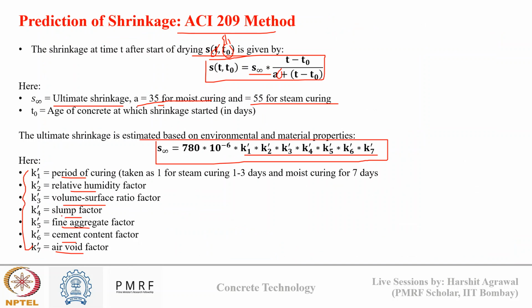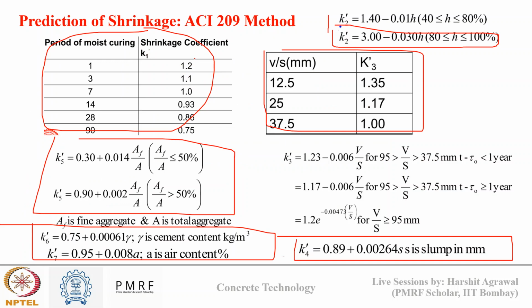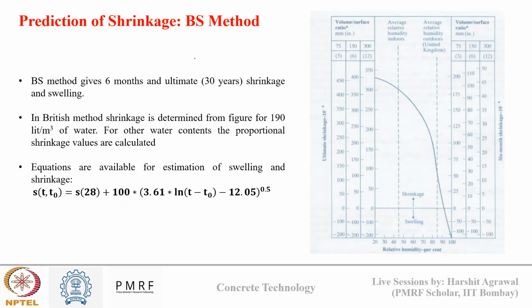So if we know the environmental and the material properties, we can determine all the factors, and once we determine all the factors we'll know the ultimate shrinkage value, and then we can predict the shrinkage in concrete after some time t. So it's just similar to what we discussed for creep.